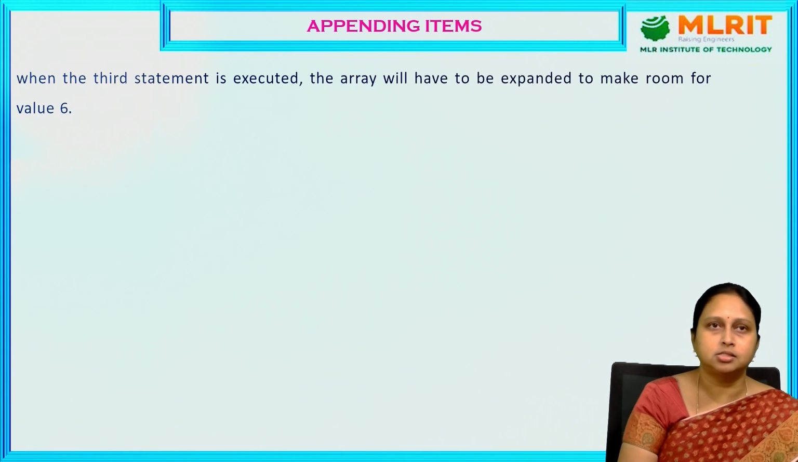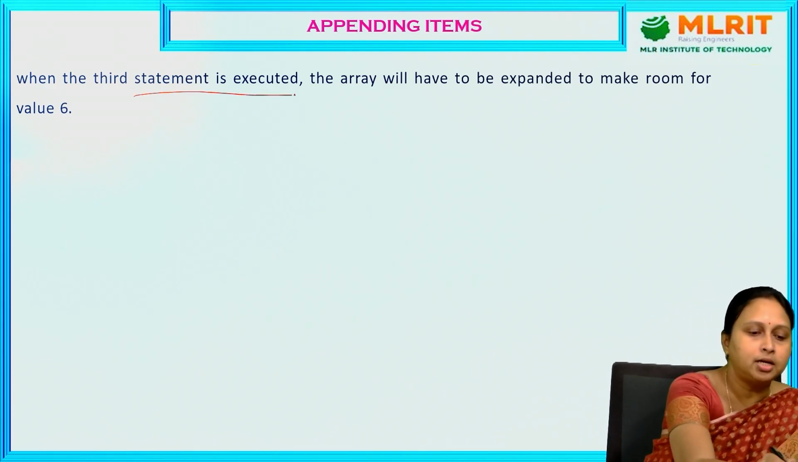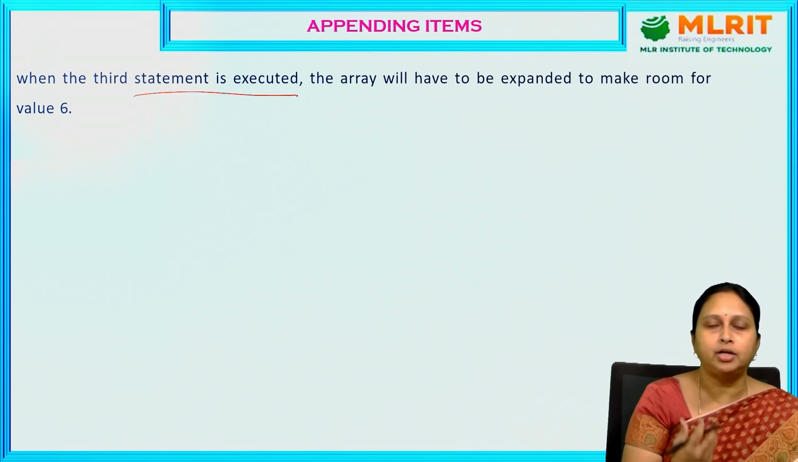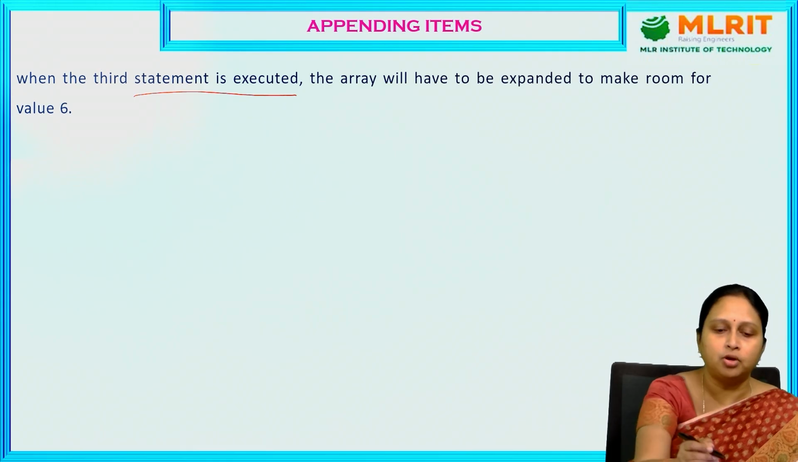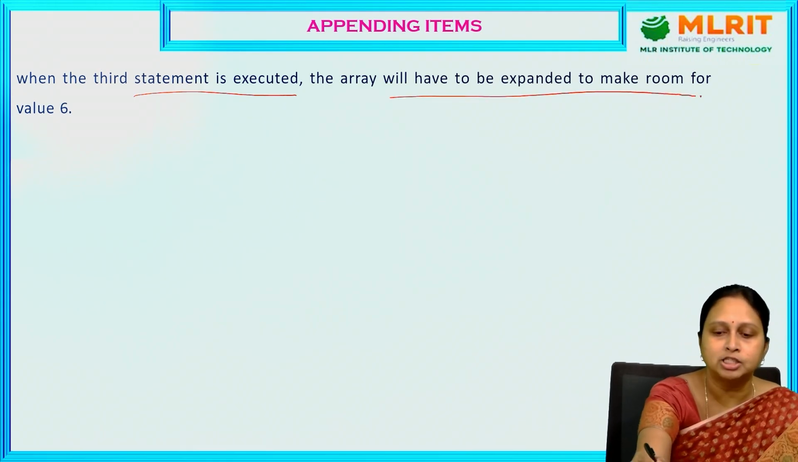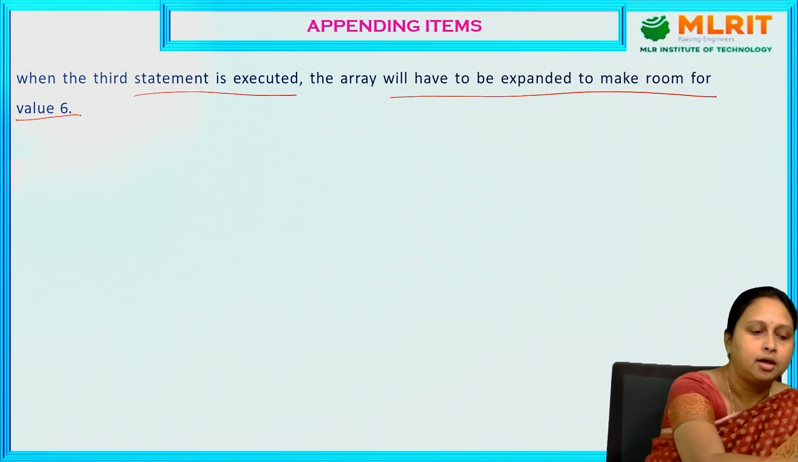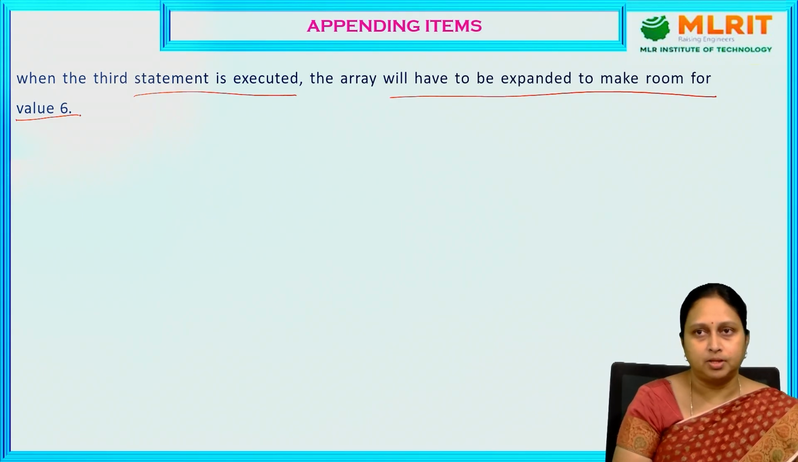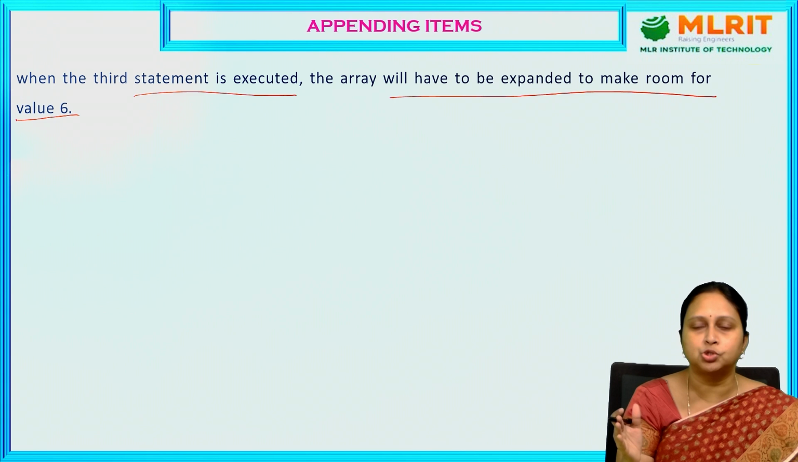What are the cases that have to be followed? When the third statement is executed, that means if you try to insert or append an element 6 into the array, in that case, if the array is full, the array has to be expanded to make room for the value 6, right? Now I want to extend, the capacity is now 8, that has to be extended to 16. Based on that, I can now append a new element into my array list.